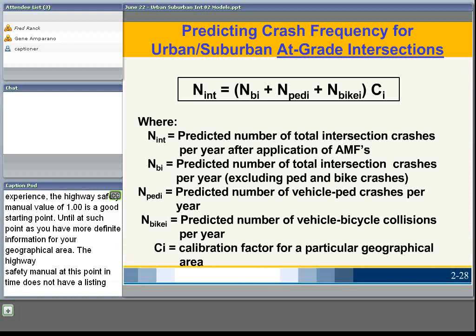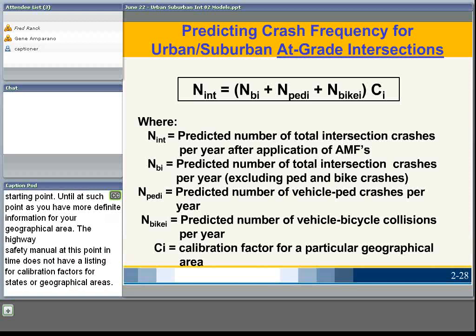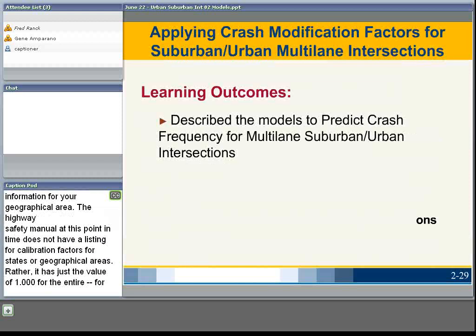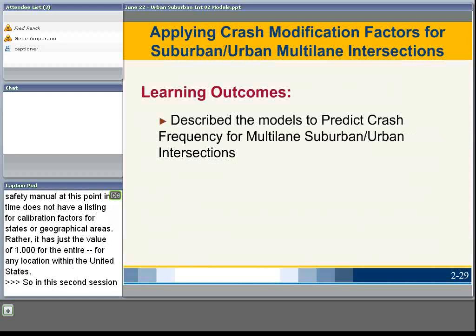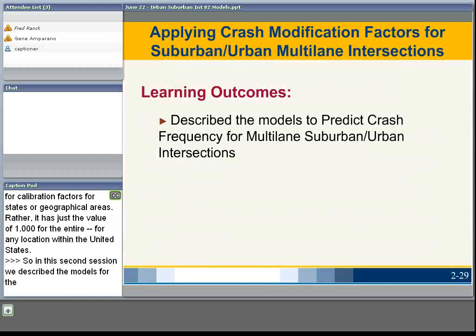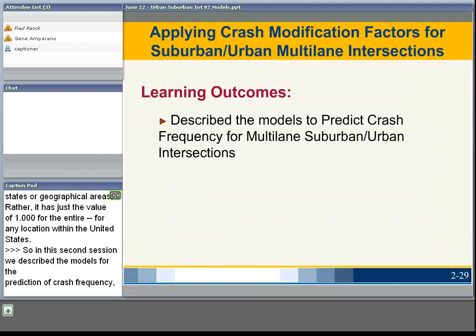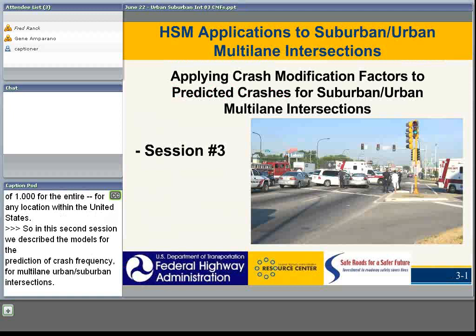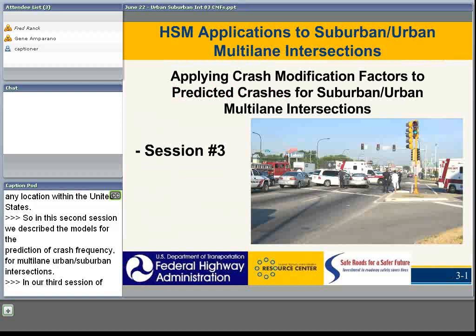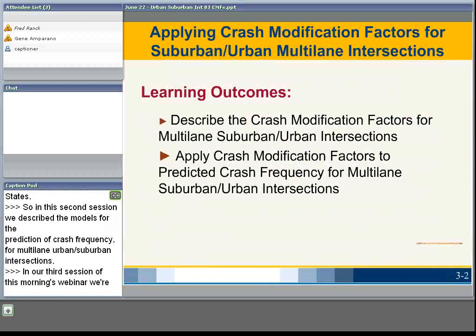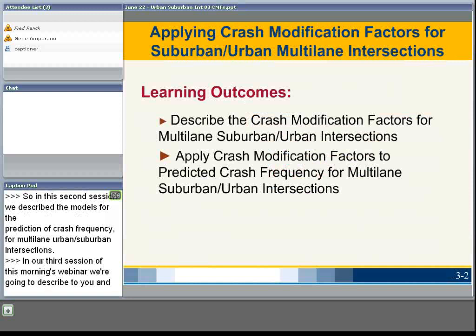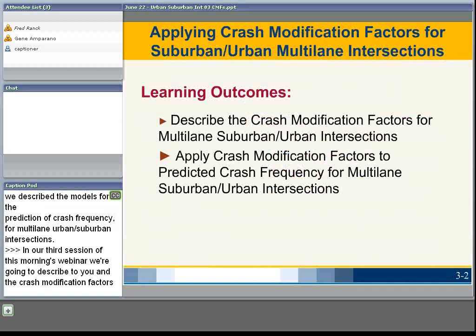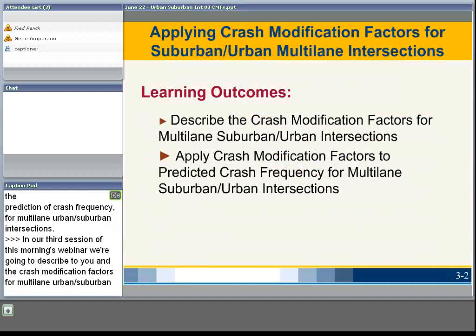Until such point in time as your agency has carried out, and is satisfied with the results of, their multiple years of analysis of crash experience, the Highway Safety Manual value of 1.00 is a good starting point, until such point as you have more definite information for your geographical area. And the Highway Safety Manual at this point in time does not have a listing for calibration factors for states or geographical areas. Rather, it has just the value of 1.000 for any location within the United States.